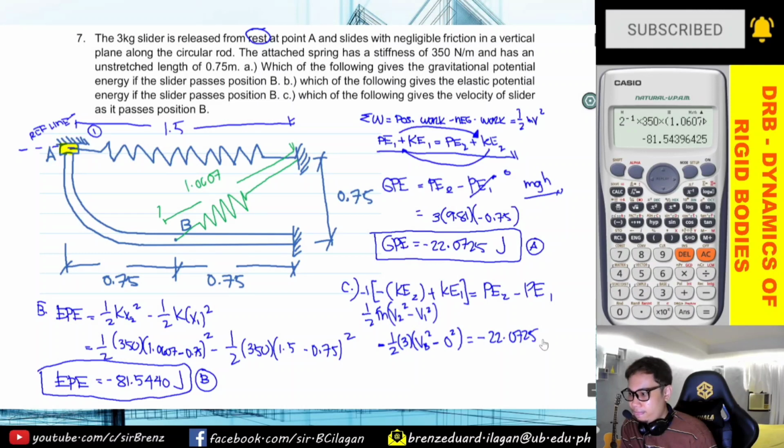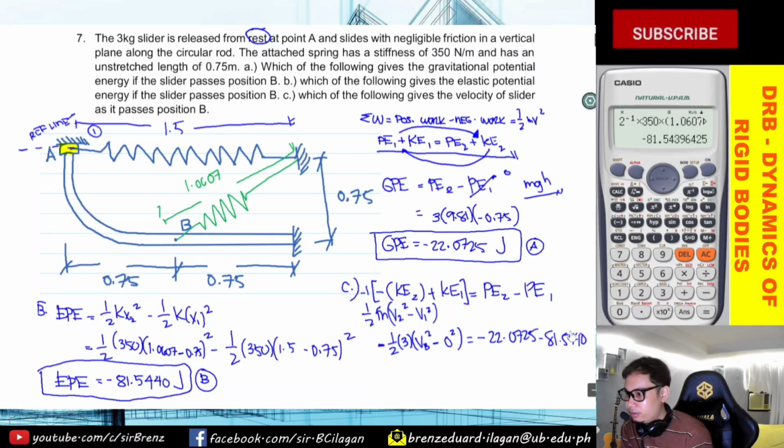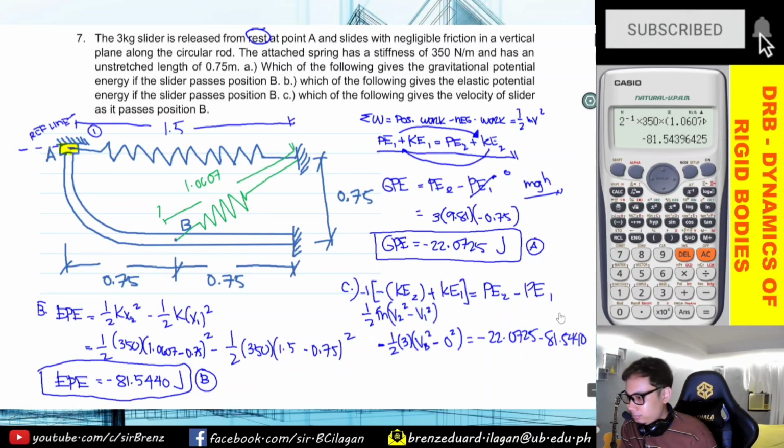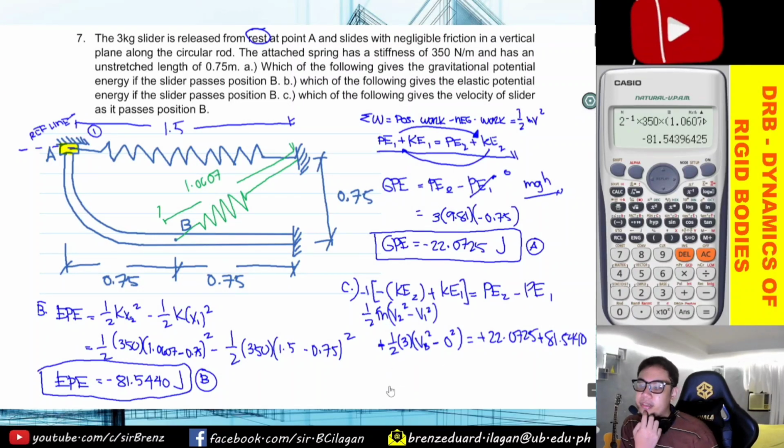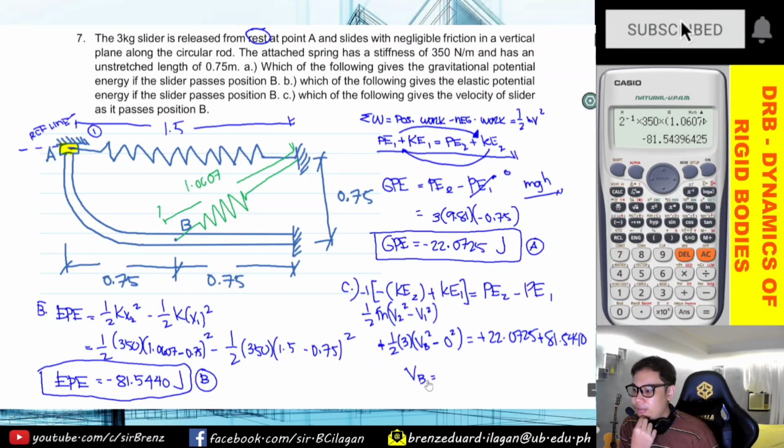22.0725 minus 81.5440. So negative, negative, negative. So what we can do here is multiply mo ng negative 1 both sides. So maging positive na siya. So ayan, may makukuha na tayong velocity dito at point B.